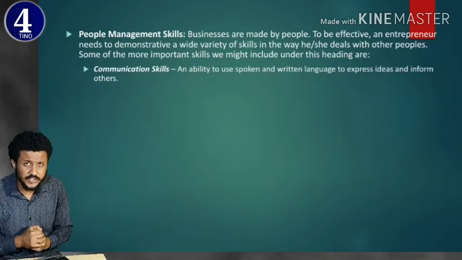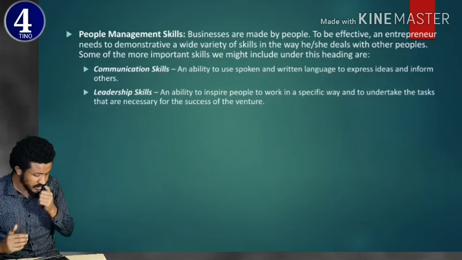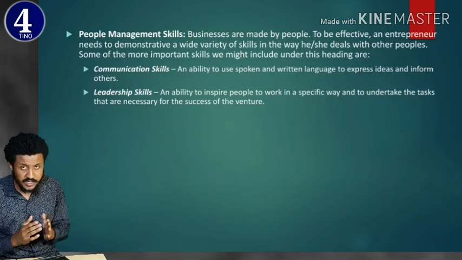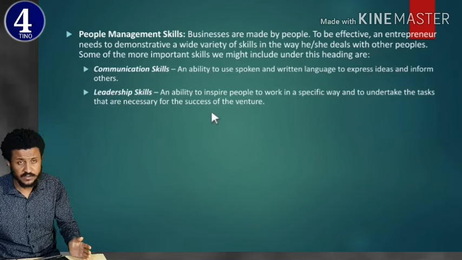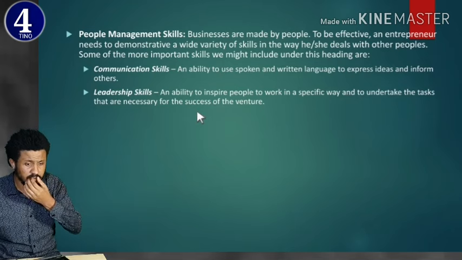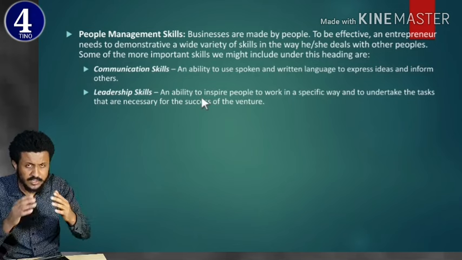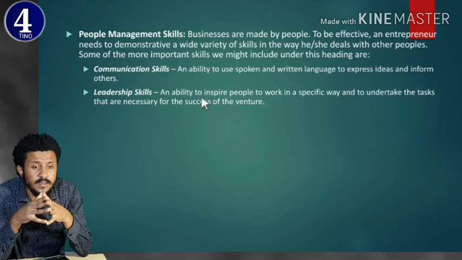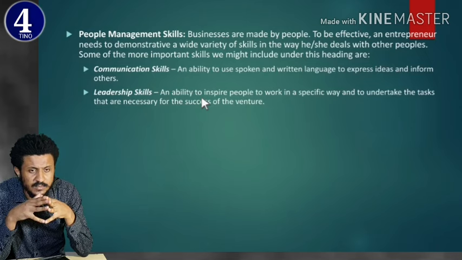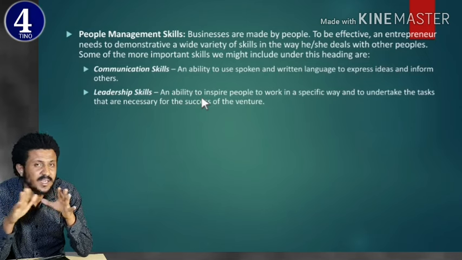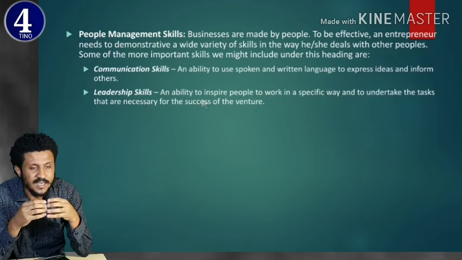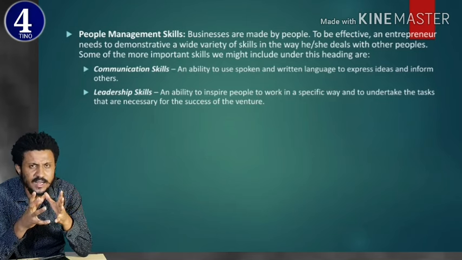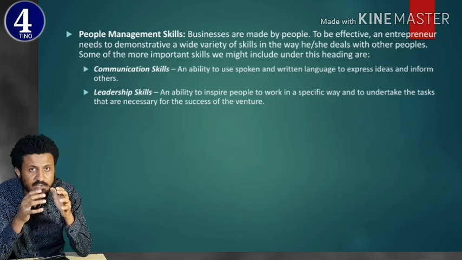Is a kind of what we call communication skill እንለዋለን. Leadership skill is the other kind of people management skill, an ability to inspire people to work in a specific way and to undertake the tasks that are necessary for the success of the venture. Key leadership skill, just inspiring people. አብረውህ የሚሰሩ ሰዎችን in order to inspire them, ማዘዝ በቂ አይደለም. Okay, do that, don't do that is not inspiring. Inspire ማለት we have to create a sense of teamwork in ማድረግ, success የቡድን ውጤት መሆኑን እንዲያውቁ.